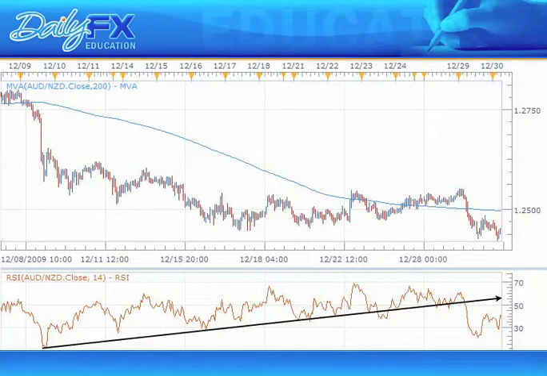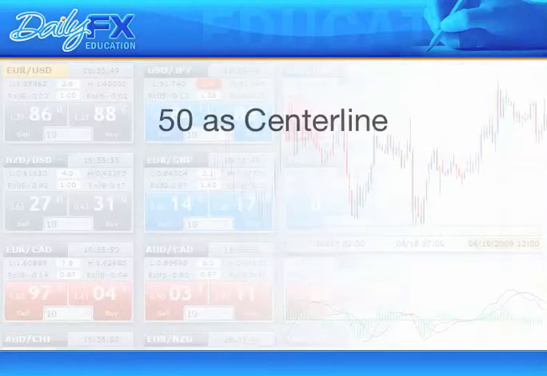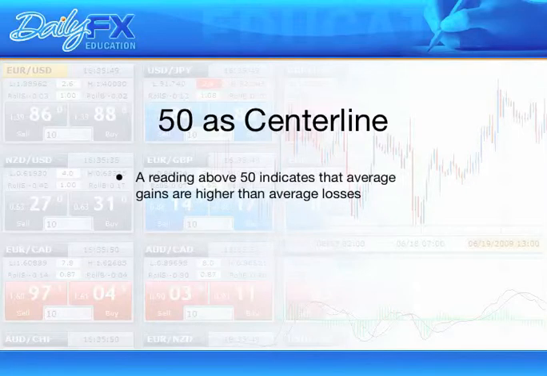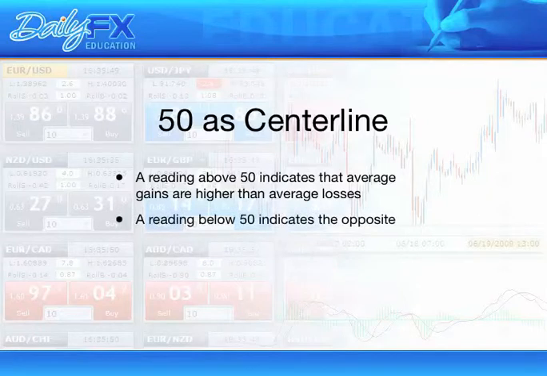Sometimes, these trendline breaks can precede trendline breaks on the price charts, giving a trader warning of a change in direction. Also noteworthy is that the RSI reading of 50 is considered the center line, a key point in the RSI. A reading above 50 indicates that average gains are higher than average losses, and that buyers are in control. A reading below 50 indicates the opposite.